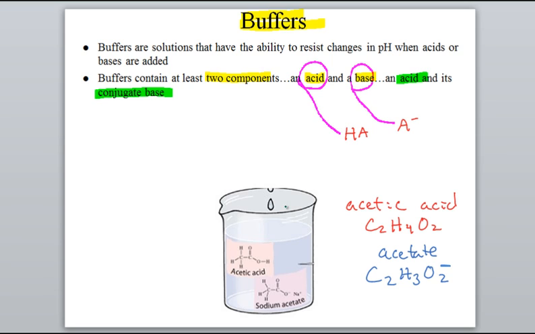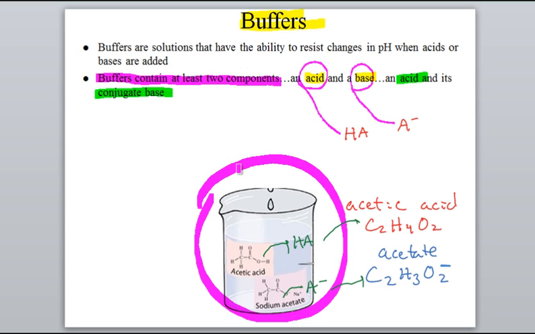So down below, acetic acid, that's our HA. Acetate is our A negative. Also, I didn't completely read this statement fully. It says buffers contain at least 2 components. This example contains 2 components.